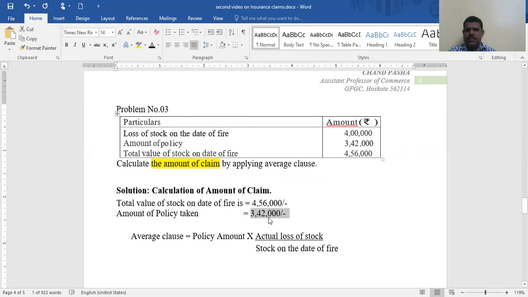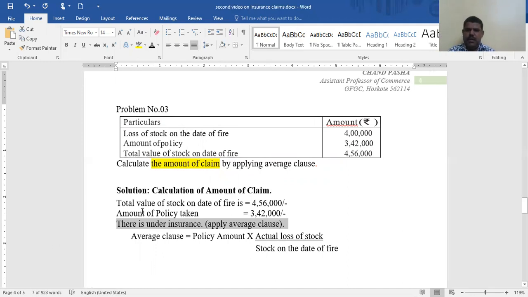Amount of policy taken is 3,42,000. Here you need to ask yourself, stock is 4,56,000 and what is the policy taken? Only 3,42,000. Means stock is more, policy is less. So therefore, what case is this? This is the case of under insurance. I told you what under insurance is: a situation where your stock is more, policy is less.